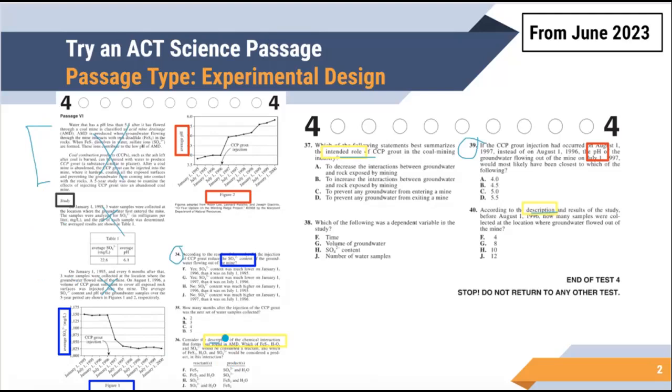And then lastly, this one here is asking about dependent variable. We know dependent variable means our data. So I would be looking on the y-axis. I'd be looking at the y-axis of here and of here on the graphs to find some data for dependent variable. All right, that's kind of an overview of the passage you're going to be working with today.